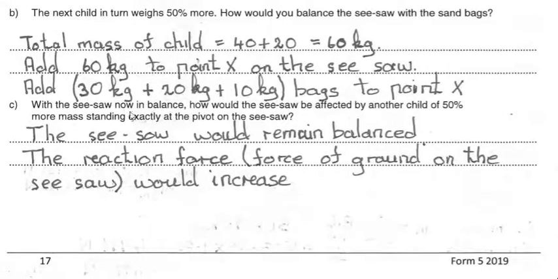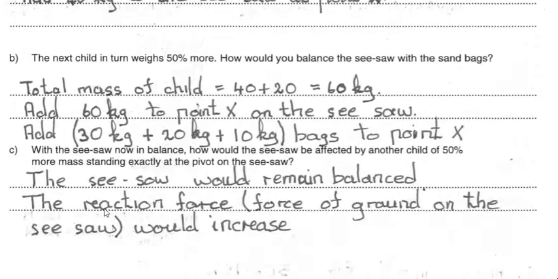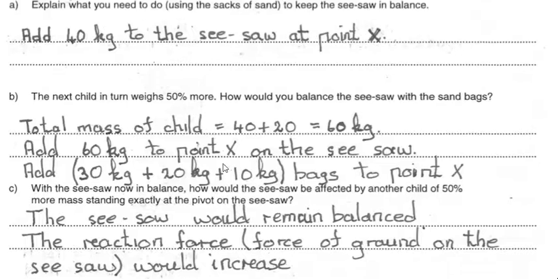Part C. With the seesaw now in balance, how would the seesaw be affected by another child of 50% more mass standing exactly at the pivot on the seesaw? Well, if he stood on the pivot, then it doesn't affect what's going on at either end. So the seesaw would remain balanced, and the reaction force from the ground on the seesaw would increase.